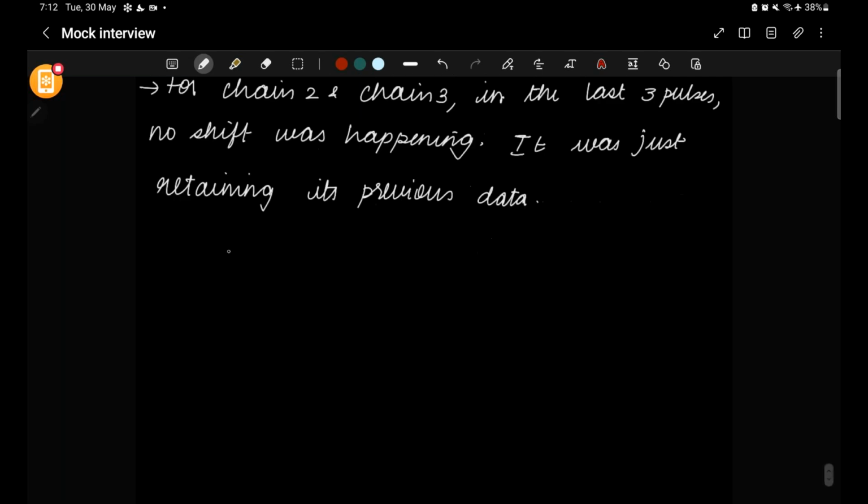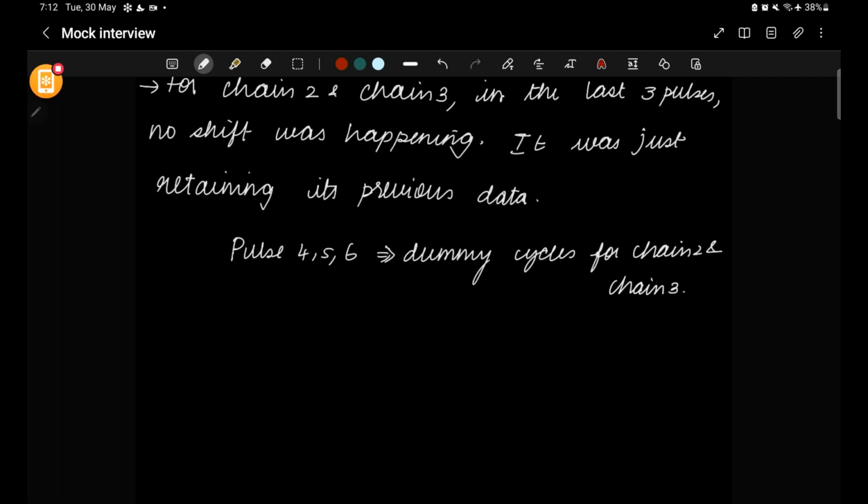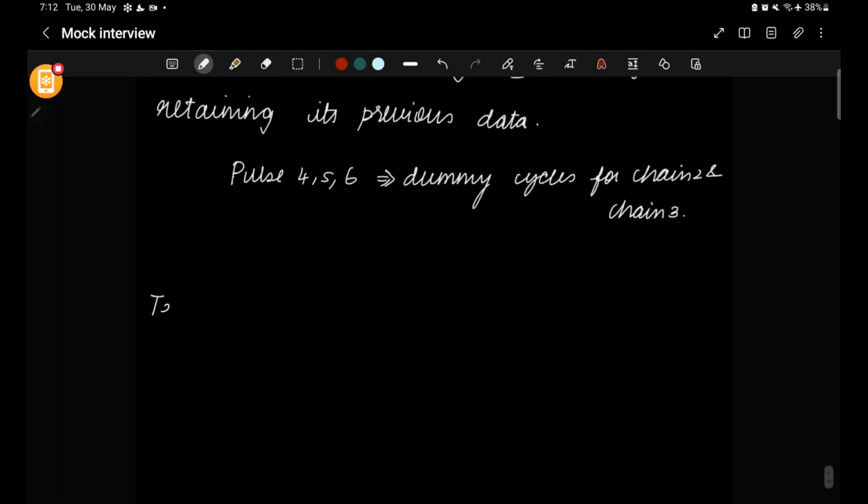So that fourth pulse, fifth pulse, and sixth pulse, 4, 5, and 6, they are nothing but the dummy cycles, dummy cycles for chain 2 and chain 3. So whenever you have unbalanced chains, you will have dummy cycles. And if you have dummy cycles, then the test time will actually increase.